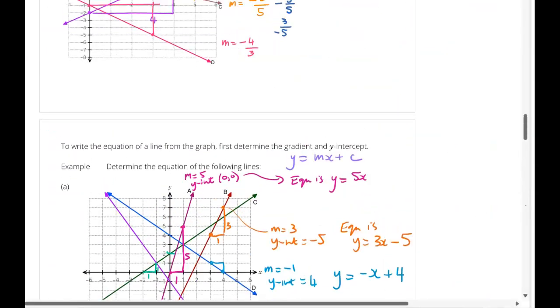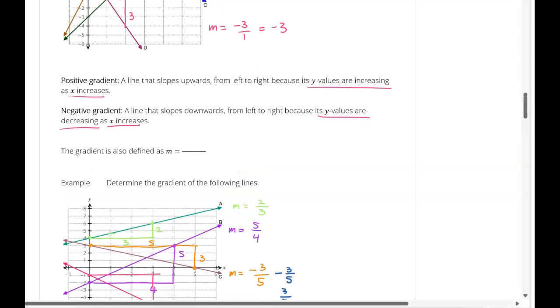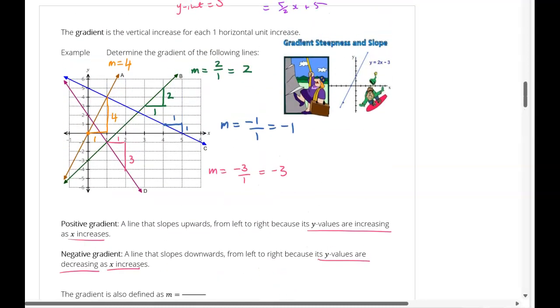Last lesson we talked about gradient, and in particular looked at finding the gradient of a line. First we started with gradients that were whole numbers, and then we looked at gradients that were fractional. We talked about the idea of gradient being, for every horizontal increase, how far does the vertical value, the y value in essence, go up. However, that doesn't work for all gradients.